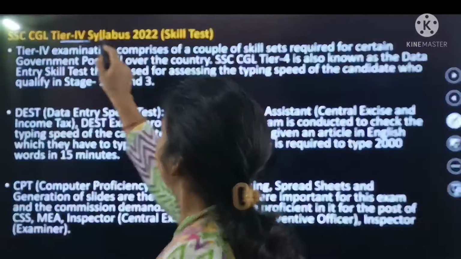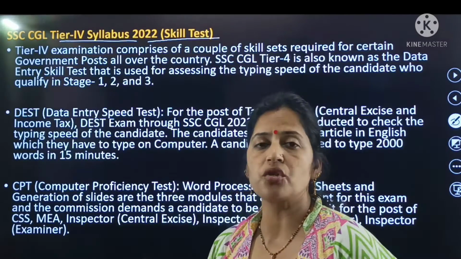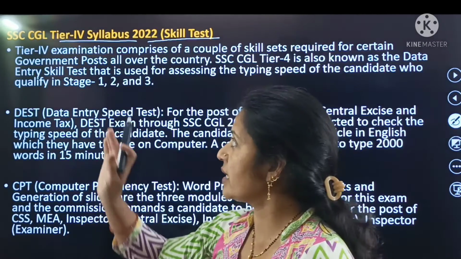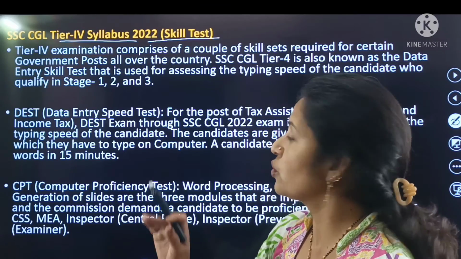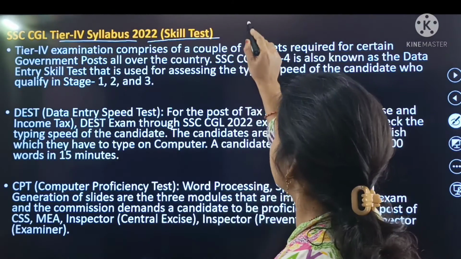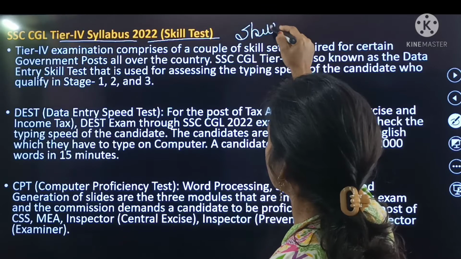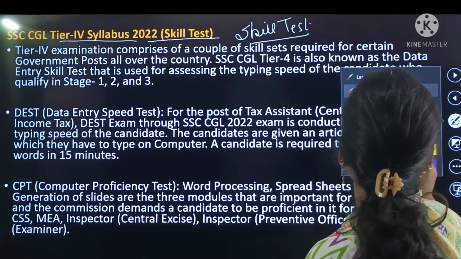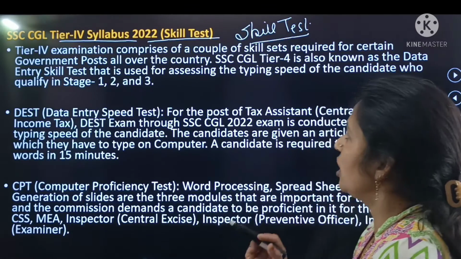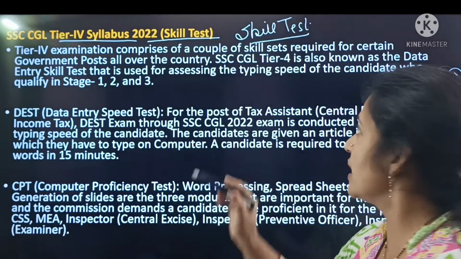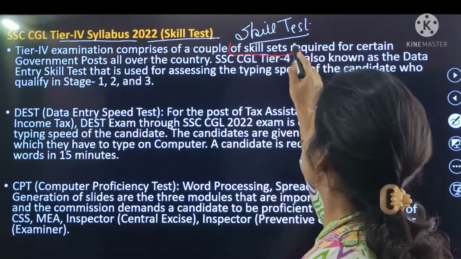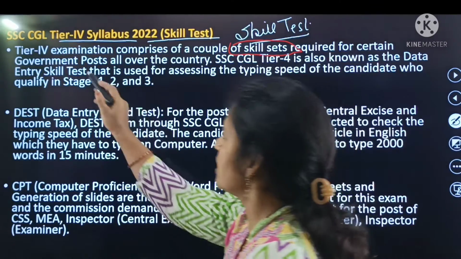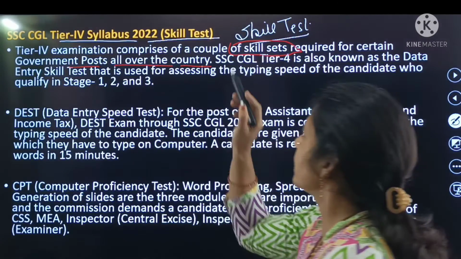SSC CGL Tier 4 syllabus. After the completion of Tier 3, now we move to the Tier 4 SSC CGL Syllabus 2022, that is the skill test. The Tier 4 examination comprises a couple of skill sets required for certain government posts all over the country.